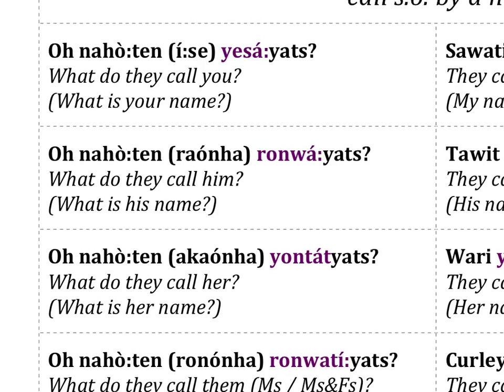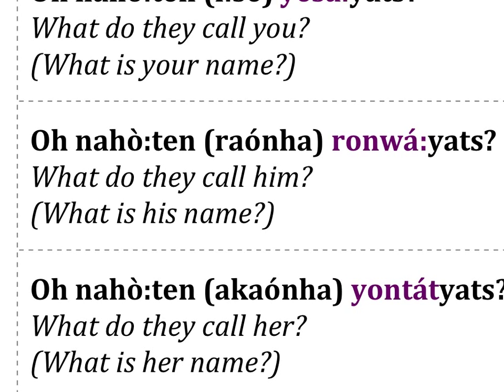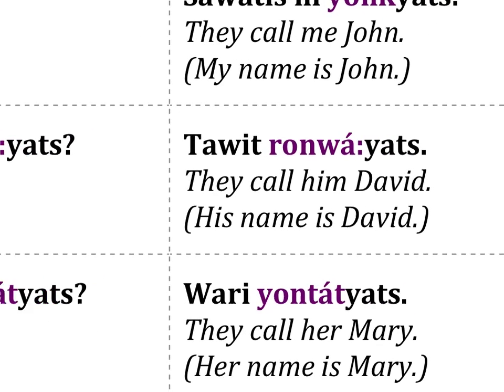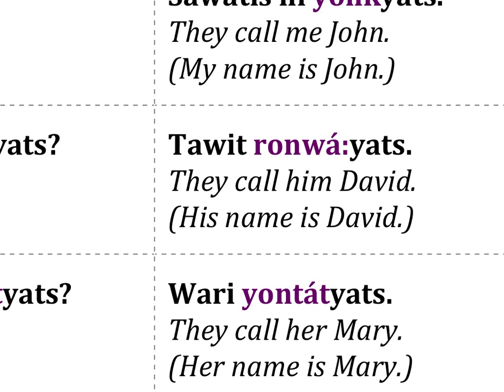O nahoda raunha runwayats. Once again, you can leave raunha out. So o nahoda runwayats. What do they call him? Or what's his name? Dawit runwayats. They call him David, or his name is David.